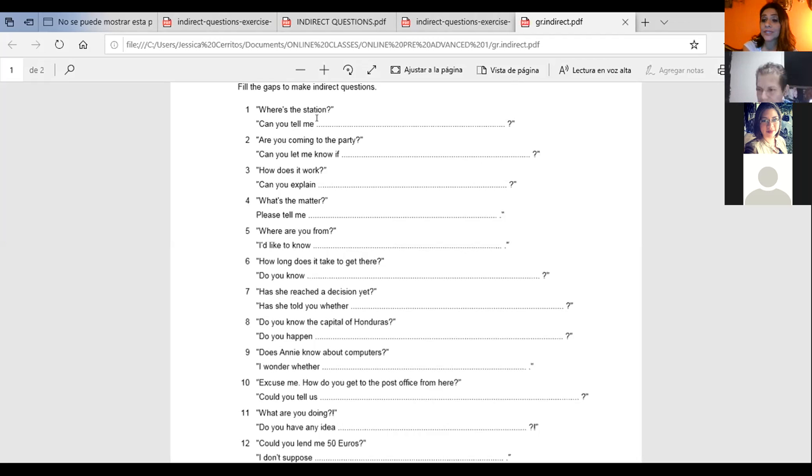For number three, it says, how does it work? Okay, ahí le decía yo a sus compañeros ayer that we need to understand, or first we need to identify the verb tense, okay? So how does it work? We know that that one is simple present, because we have the auxiliary does. But when you switch it to indirect question, Adriana, what you do is you omit, or remove, or take away the does. And then because you don't have any more auxiliary, you need to add the S to the verb at the end. So you say, can you explain how it works? Okay? All right. Y así sucesivamente con las demás.